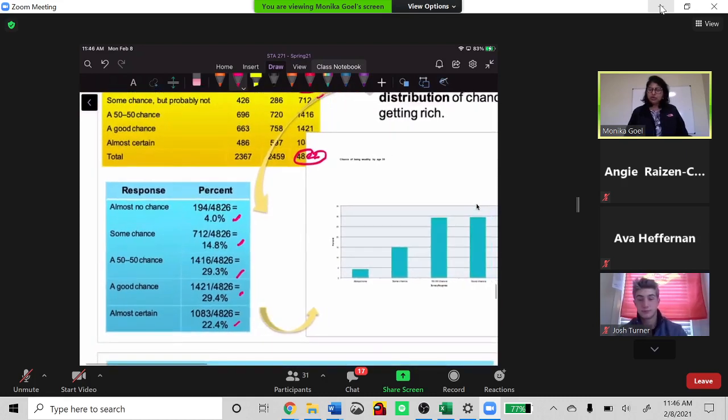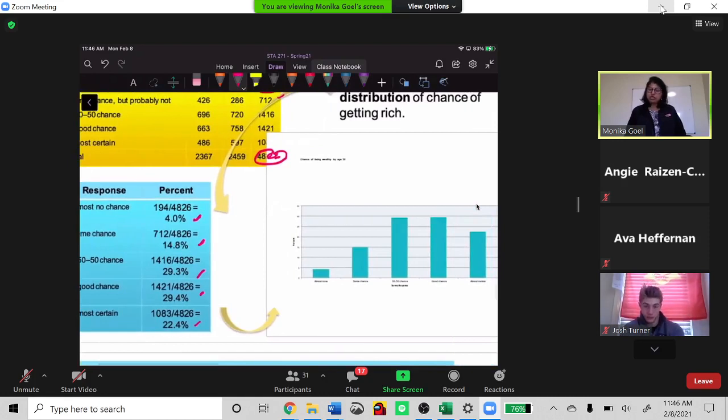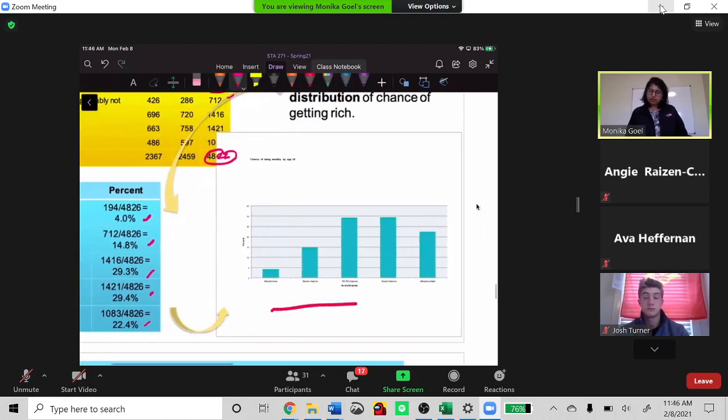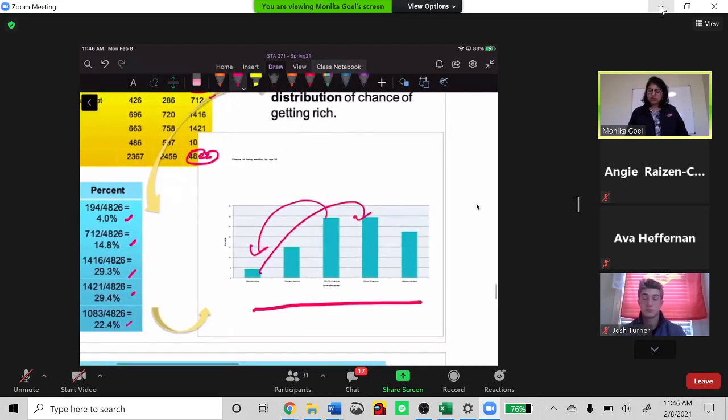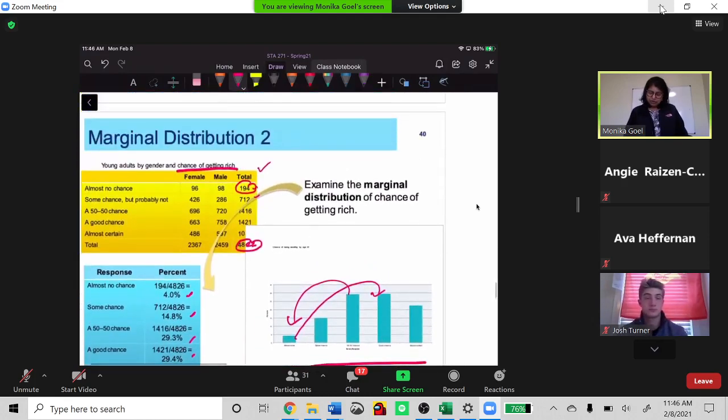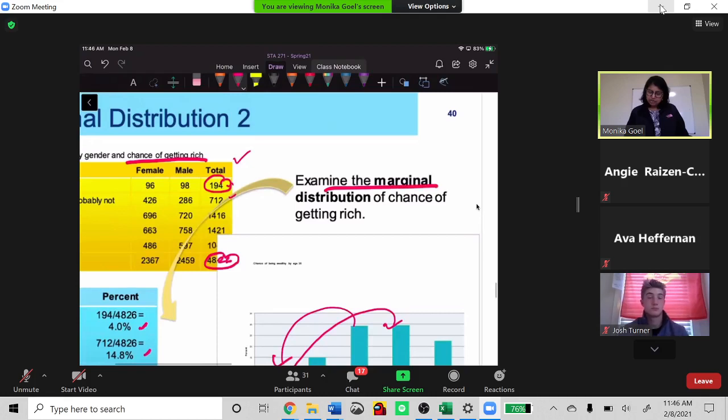And once we know, and again, we are talking about categorical variables, so you can make either a pie chart or bar graph. Again, it adds up to 100%. And when you make a bar graph, again, the order does not matter. You can bring this here and this category here or any way you want. And you can examine the marginal distribution of chance of getting rich for each category.